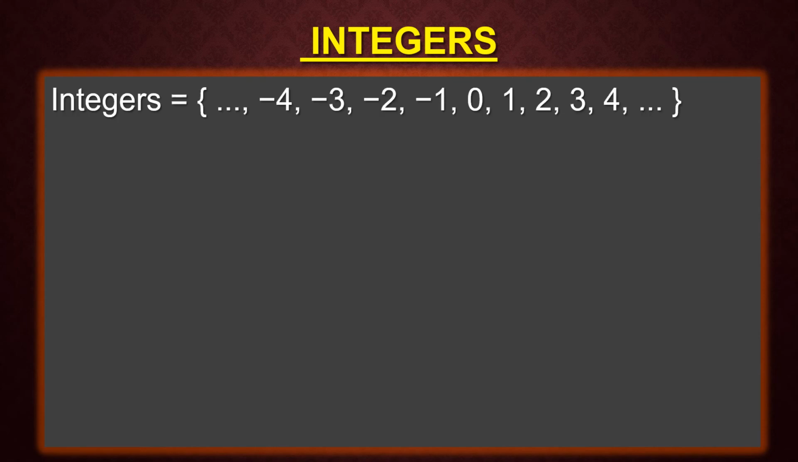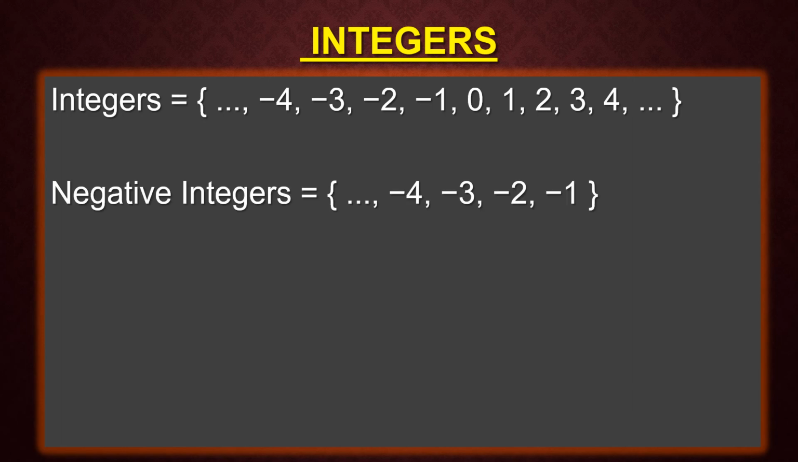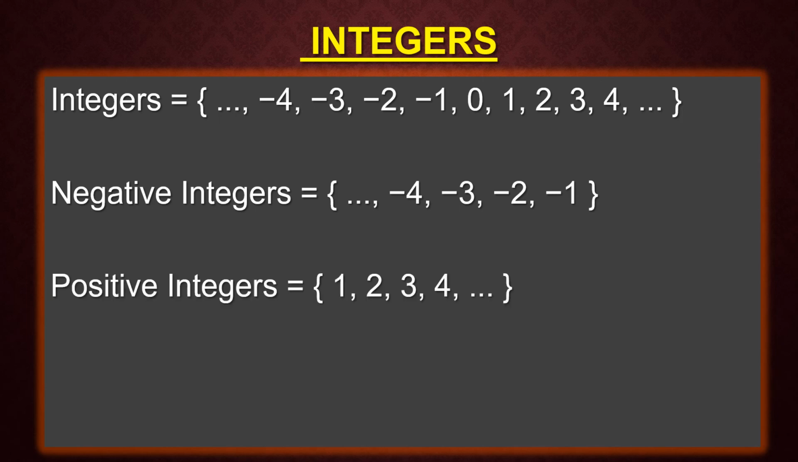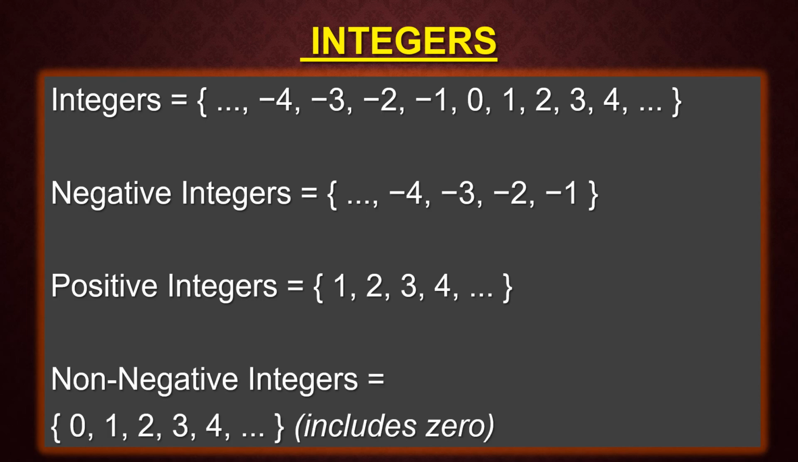The collection of whole numbers and negative numbers together is called the integers. -1, -2, -3 and so on is a set of negative integers. 1, 2, 3, 4 and so on is a set of positive integers. Non-negative integers includes 0.